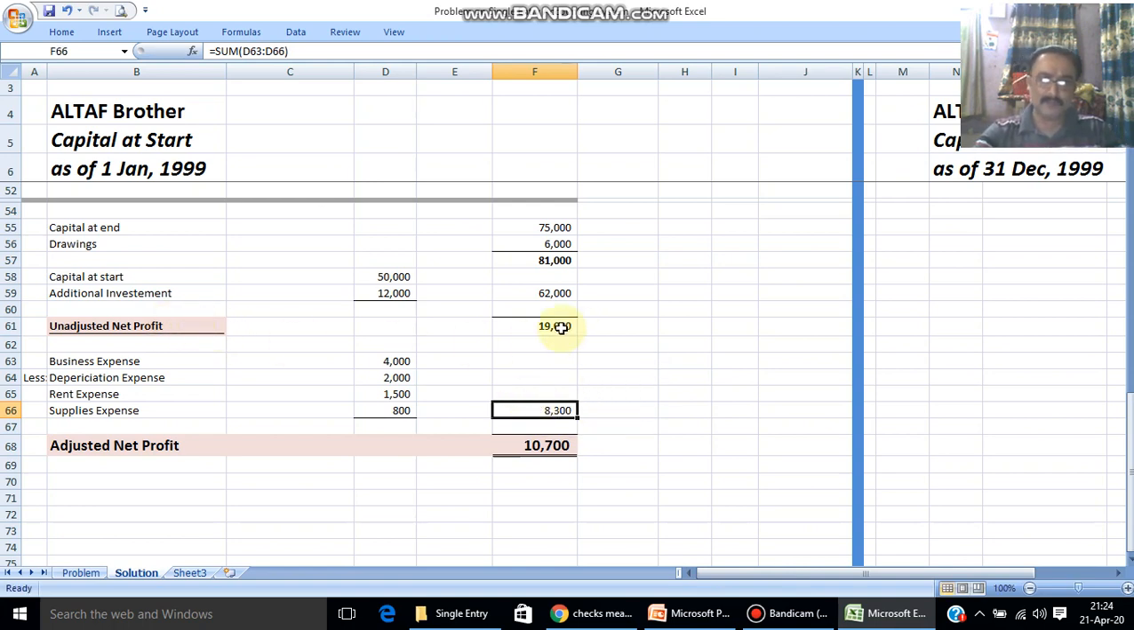Unadjusted profit was 19,000 rupees, and 8,300 rupees were our expenses. When we deduct these expenses from our unadjusted net profit, we will have the adjusted net profit at the end. So this is, guys, all the requirement.